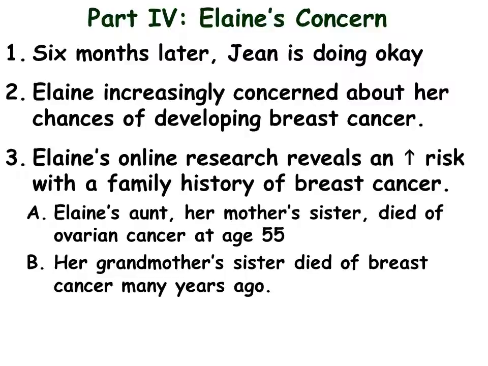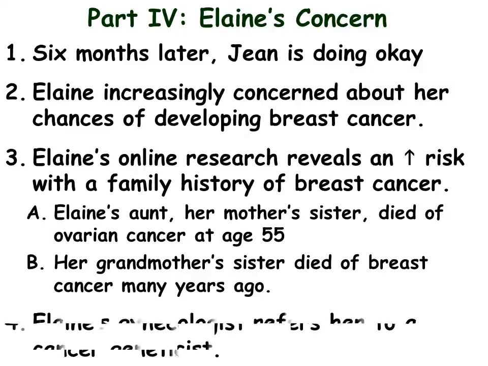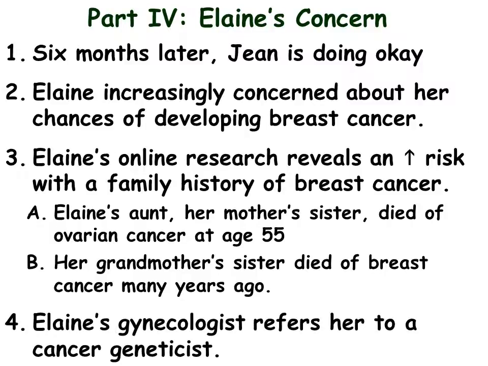So Elaine's online research, which is what everybody does these days, reveals that she's got an increased risk just because she has the family history. But she's got more than just her mother. Elaine's aunt, her mother's sister, died of ovarian cancer at age 55. So that's suggestive of BRCA. And her grandmother's sisters died of breast cancer many years ago. So this clearly seems to be present in the family. So when Elaine tells this to her gynecologist, the gynecologist, I should say, refers her to a cancer geneticist.